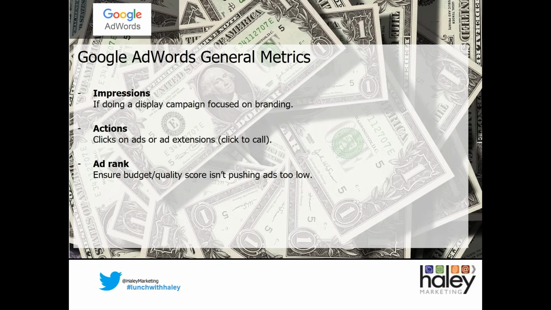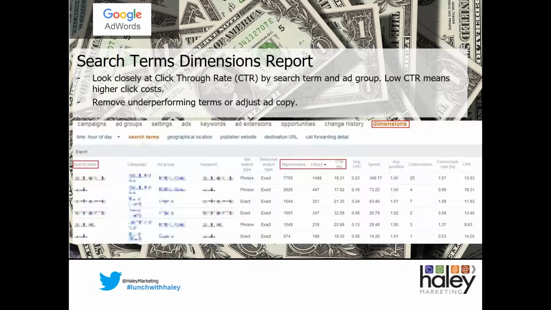With Google AdWords now, many people are searching on mobile devices. Through Google Ad Extensions, there's a click to call button. You can identify what number you want people to call, they can click on that right there, and call through their mobile device. You want to look at those numbers. You also want to look at ad rank. Why this is important is you want to ensure that your budget is set appropriately so that you're not missing out on opportunities. You also want to look at your quality score so that it isn't pushing ads too low. And let's dig a little deeper into that quality score and click-through rate.